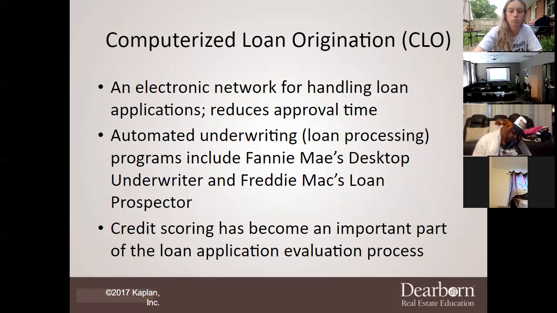Computerized loan origination, CLO. It's an electronic network for handling loan applications. It reduces approval time because it has automatic underwriting that will reduce the amount of time it takes to get approval. Programs can include Fannie Mae's Desktop Underwriter and Freddie Mac's Loan Prospector. And credit scoring has become an important part of the loan application evaluation process. That's a big one. Credit scoring is huge when it comes to evaluating for a loan, and it's getting bigger and bigger.